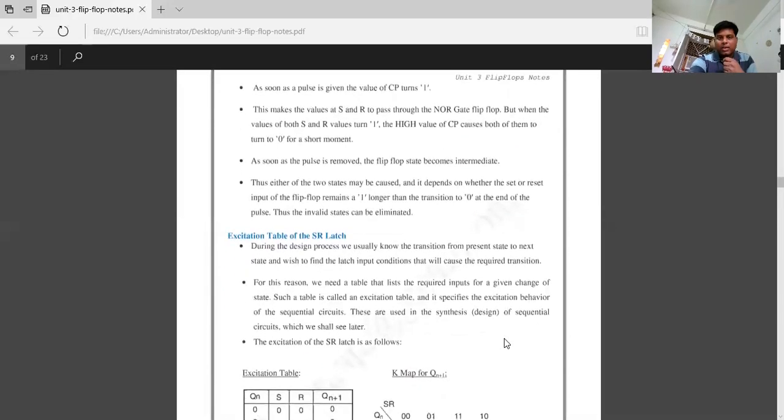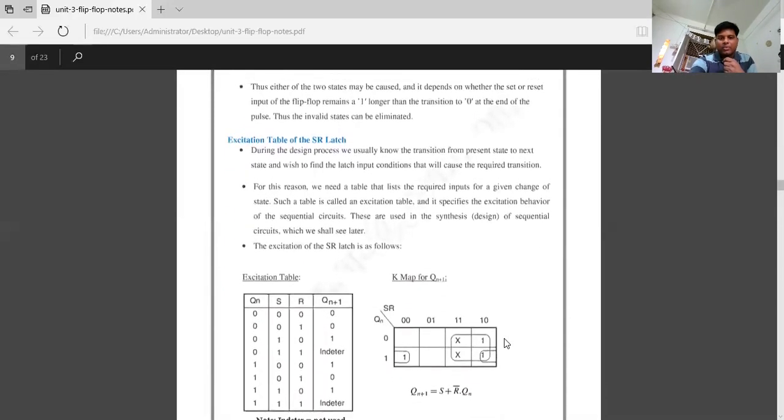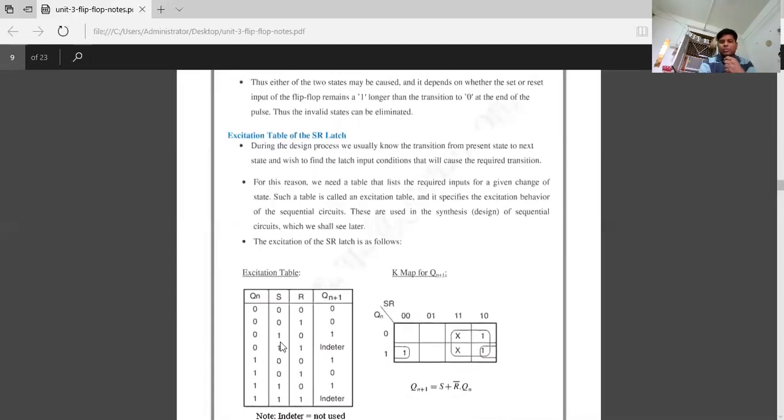Now, the excitation table of the SR flip-flop. We have to design the excitation table. The excitation table depends on the present state and the next state. The present state means here Qn and Qn plus 1.